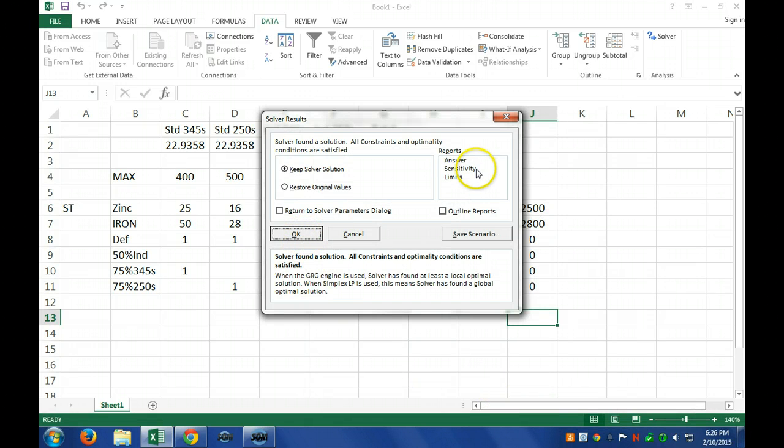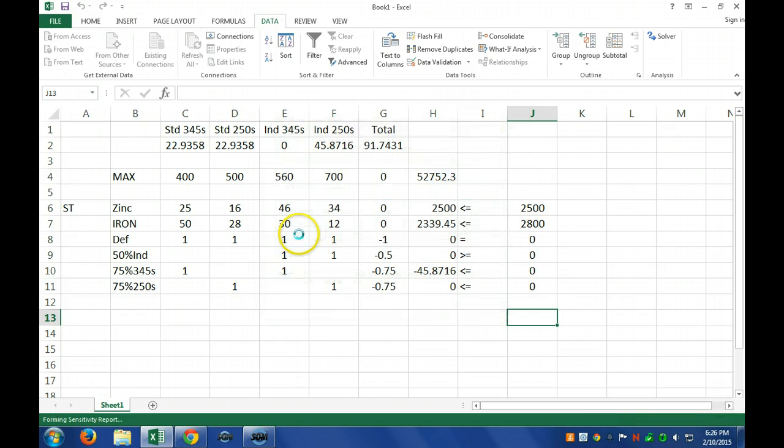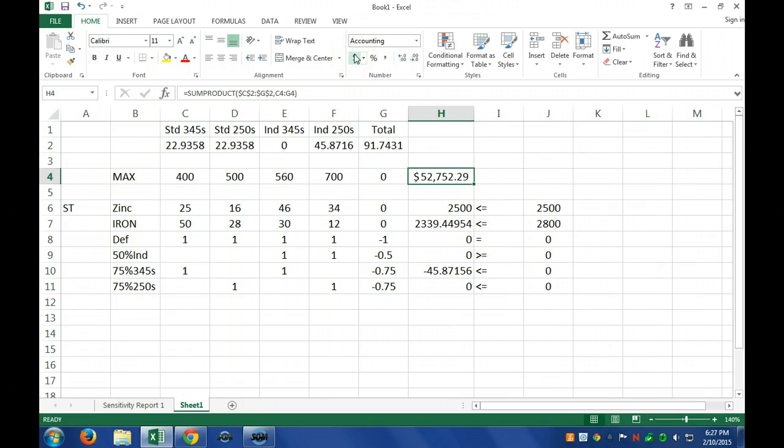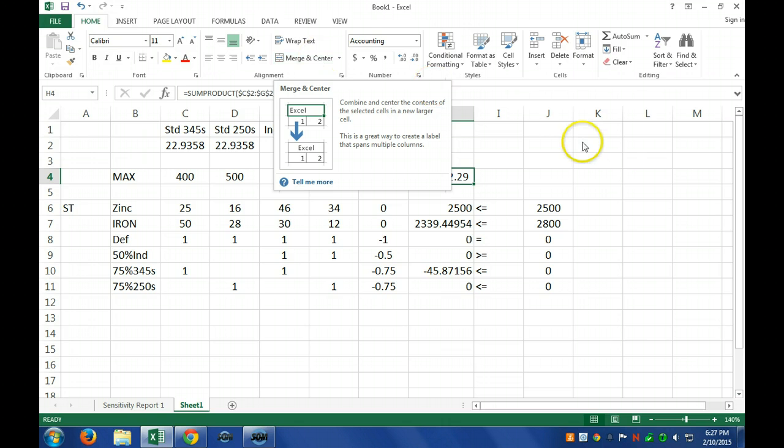We find a solution. Let's keep the sensitivity report this time. And here it says you need to make 23 roughly standard 345s, 23 roughly standard 250s, no industrial 345s, and 46 roughly industrial 250s for a total production of roughly 92 units, and we make about $52,000. And I think our first blush at this was like 66,000, right? So the more binding constraints we added, the more this went down.